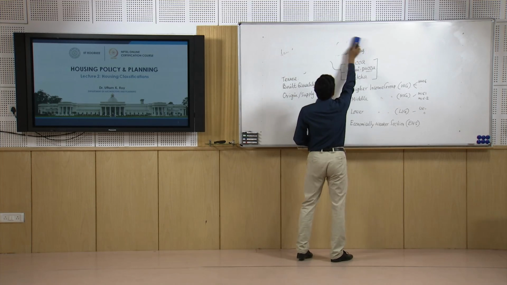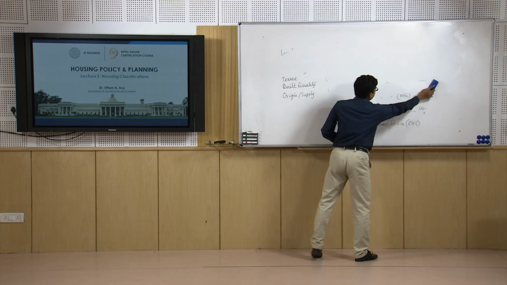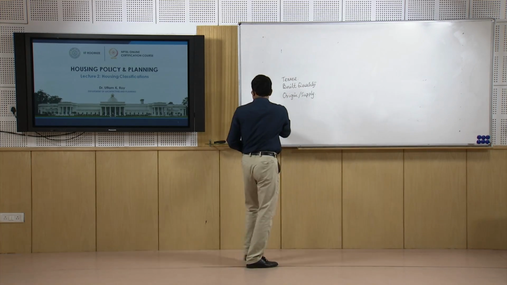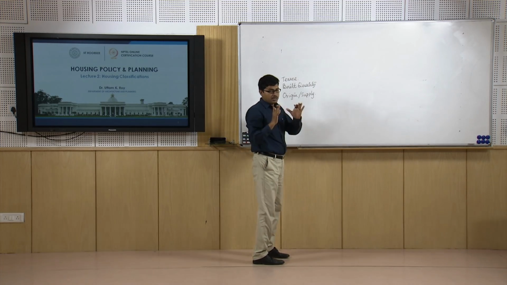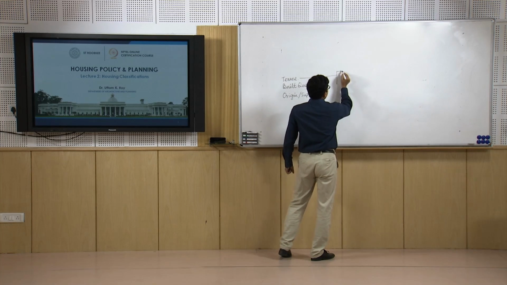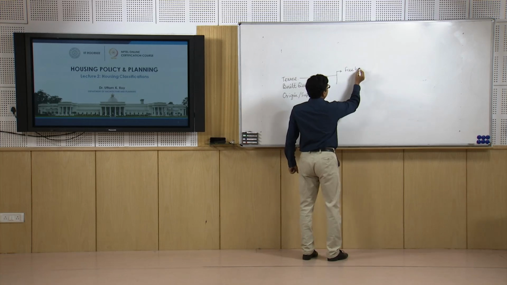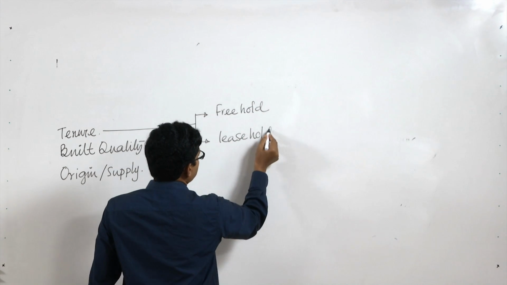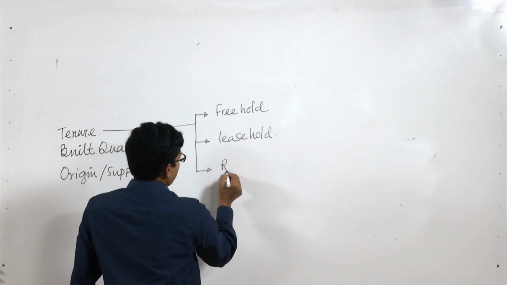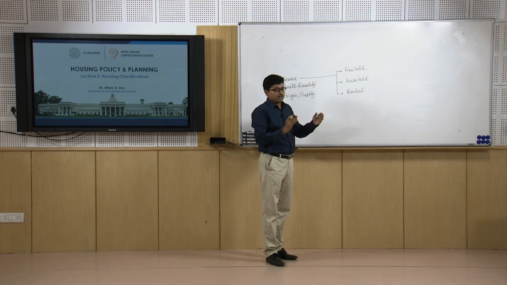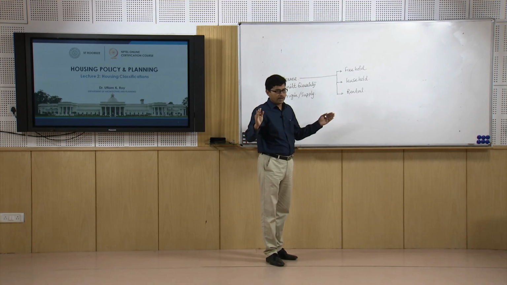Now, the next approach to classify the house is the quality of the land ownership, or the tenureship. Basically, this is an approach where we see ownership from a tenure point of view. It may be a freehold property, leasehold, or rental. In the freehold case, the property is owned by the people for their whole life period, and it can be inherited by their next generation.